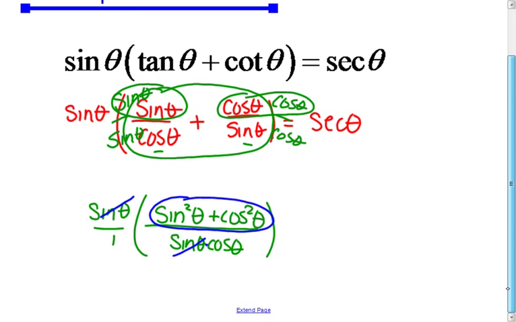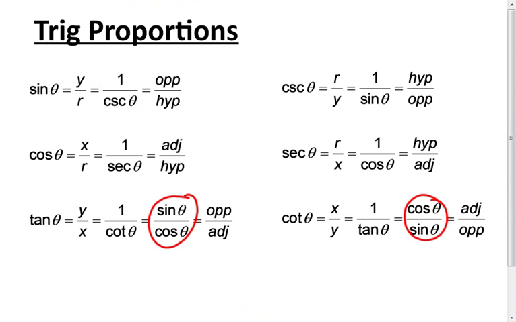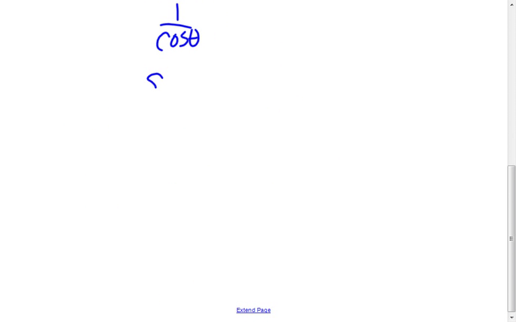Okay, so now I'm back here. So sine squared plus cosine squared is 1. And so what I have left is 1 over cosine. And again, if I'm looking at my trig proportions over here, 1 over cosine is secant. And I just turned the left side into the right.